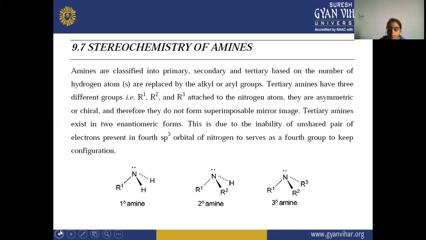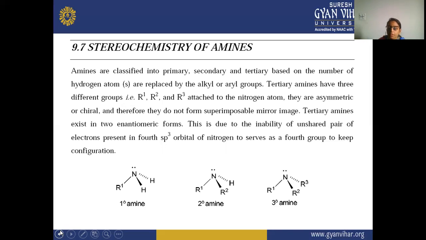This is due to the inability of the unshared pair of electrons present in the fourth sp3 orbital of the nitrogen to serve as a fourth group to keep the configuration. In tertiary amines, three different groups are attached to the nitrogen atom, that is why they show asymmetric and chiral properties and are therefore not superimposable on each other.